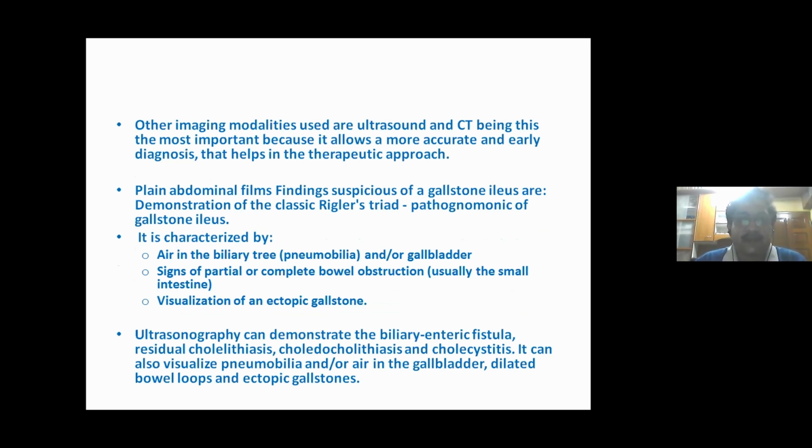Plain abdominal film findings suspicious of gallstone ileus are demonstration of the classic Rigler triad, pathognomonic of gallstone ileus. It is characterized by air in the biliary tree, signs of partial or complete bowel obstruction, and visualization of an ectopic gallstone. Ultrasonography can demonstrate the bilioenteric fistula, residual cholelithiasis, choledocholithiasis and cholecystitis.